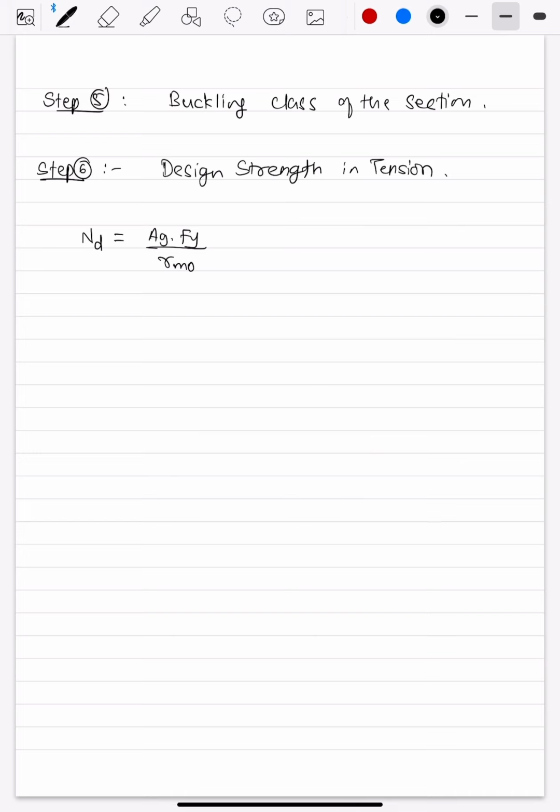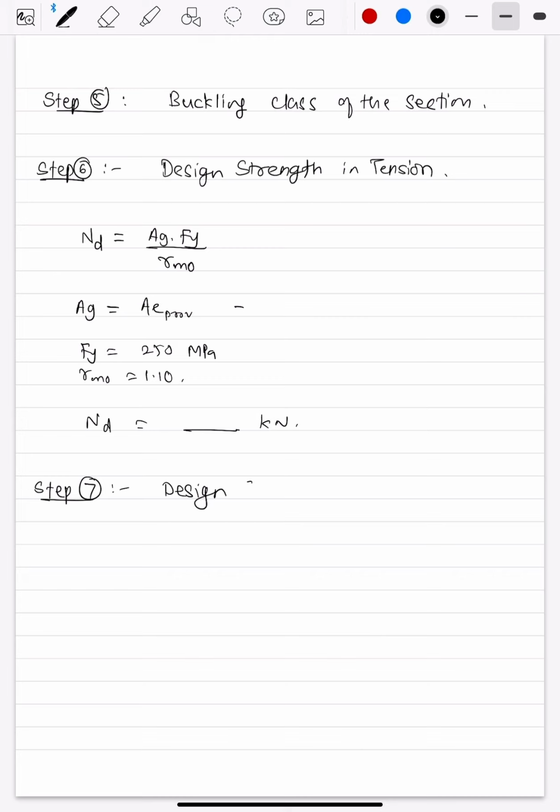So what is your Ag? Ag is your A provided for the section which you have chosen, and fy you know will be 250 megapascal, and gamma m0 is 1.10. Okay, so you get Nd here in kilonewton. Then step 7, design strength in bending.